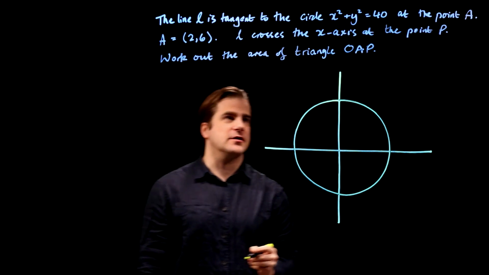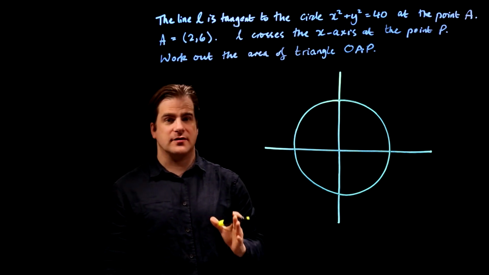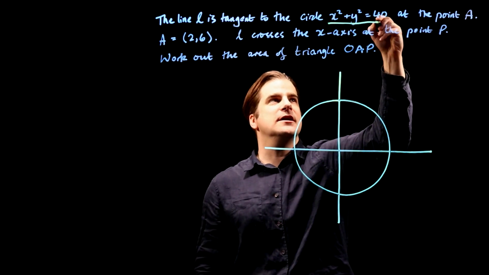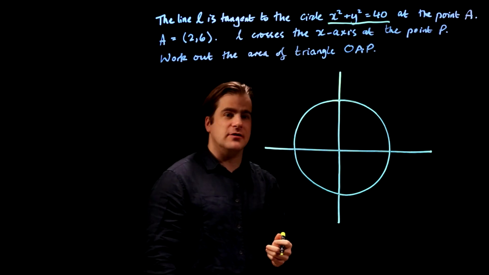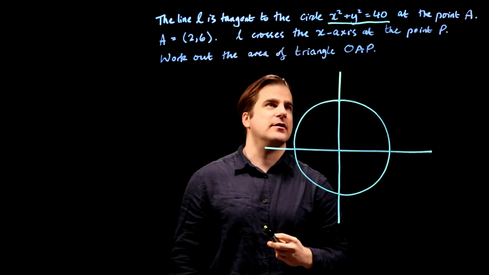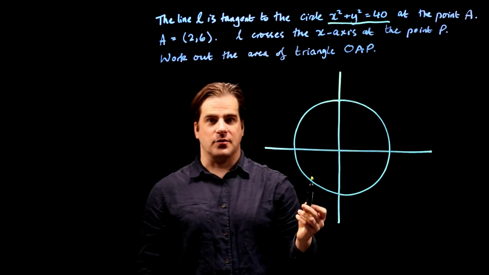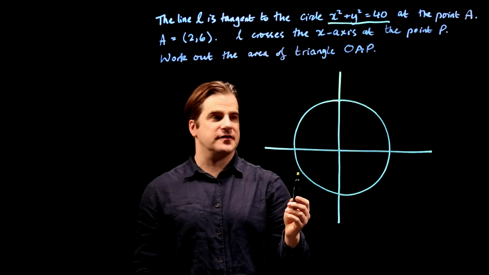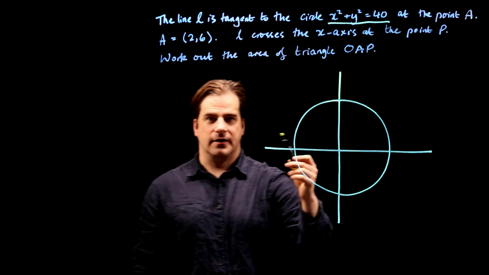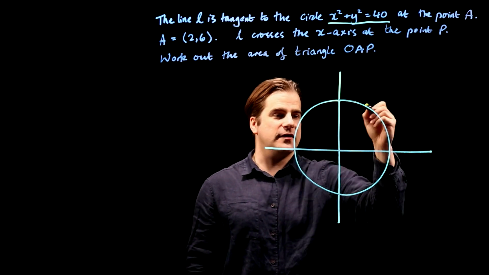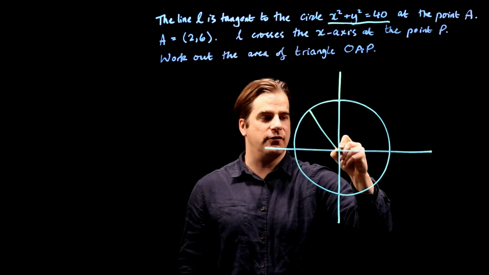Okay, there's our circle. x squared plus y squared equals 40. Right, that's the general equation of a circle, okay? x squared plus y squared equals r squared. General equation of a circle. r is the radius of the circle, so r squared is 40. So the radius of this circle is root 40.